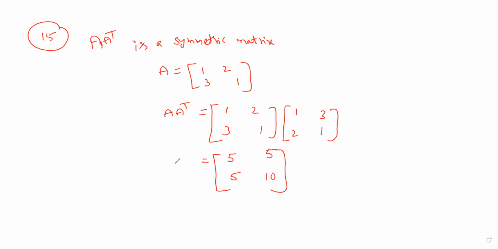Now this clearly, if A into A transpose, it's clearly a symmetric matrix. That's why, which option is correct for this? C is the correct one. For question number 15, option C is the correct one, because if you apply transpose for this matrix, again you will get the same matrix. That's why it is a symmetric matrix. Okay, next.